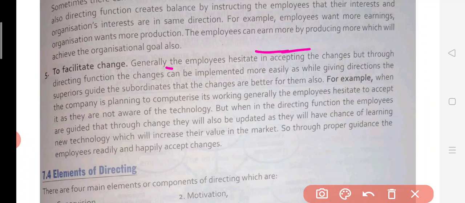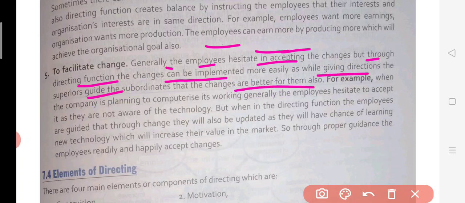Because of that change, the employee will find difficulty, and the employee doesn't want to find that kind of difficulty. So with the help of direction, we can change the attitude of the people. Generally employees hesitate in accepting changes, but through the directing function the changes can be implemented more easily, as while giving directions the superior guides the subordinate that the changes are better for them also.